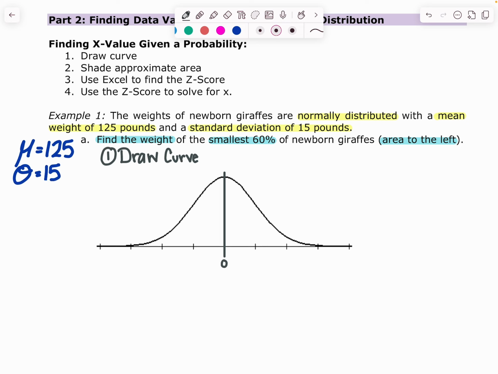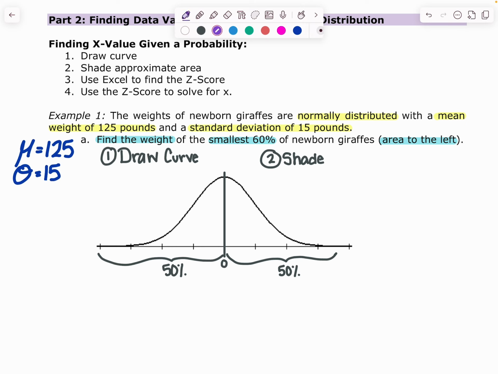Now, one of the things that's important to remember is the area up to that middle line is 50% of the curve. And then from the middle line to the other side, that's 50% of the curve. So that's also important to remember as we move into step 2, which is to shade our curve.